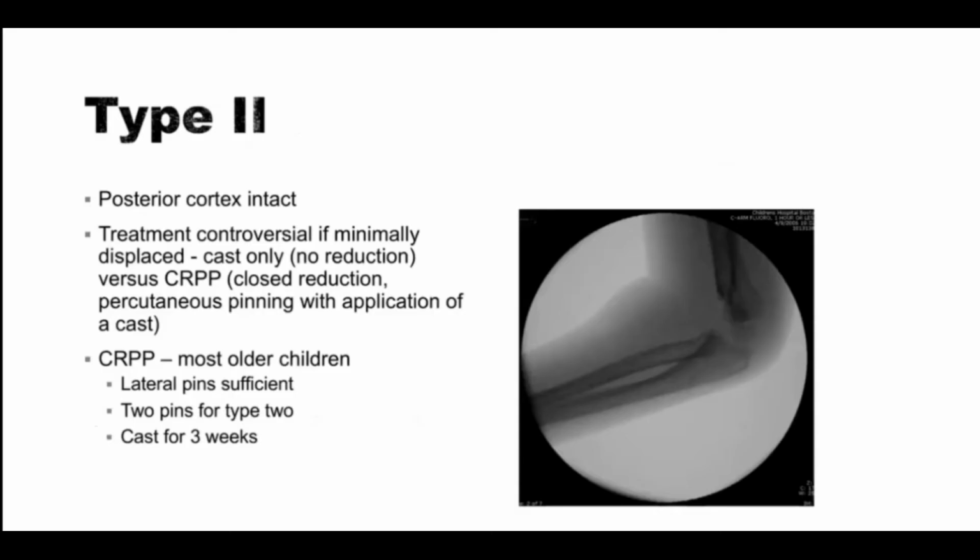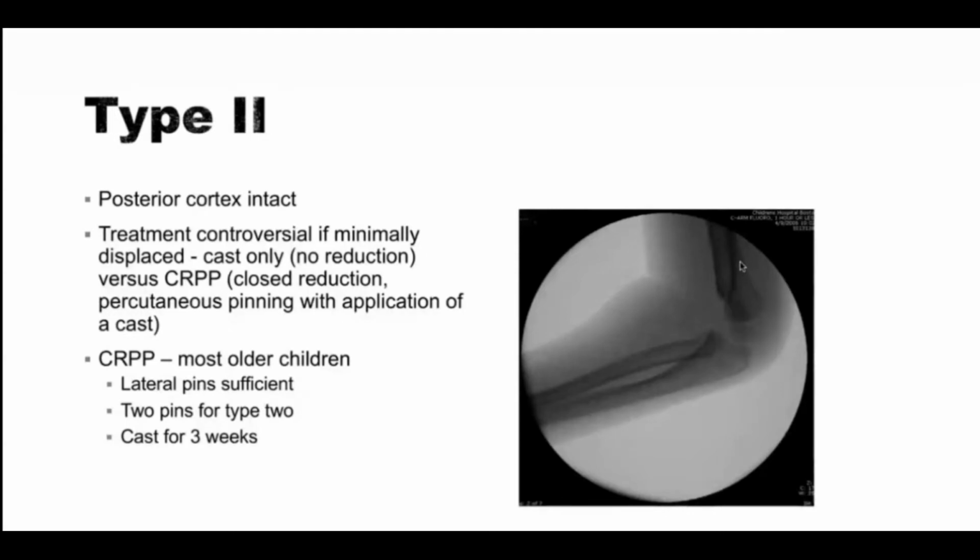For type 2 fractures, treatment can usually be just a cast, or a lot of times it's CRPP, which is closed reduction percutaneous pinning with application of a cast. Most older children, who have less potential to remodel, will get pinned, but for the very young with very minimally displaced fractures, there can certainly be an argument for treating with a cast instead of surgery. Many people say 2 pins for a type 2, 3 pins for a type 3. And again, the time to heal is the same irrespective of the type of fracture, about 3 to 4 weeks.